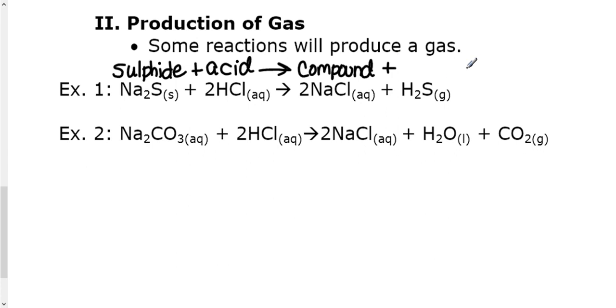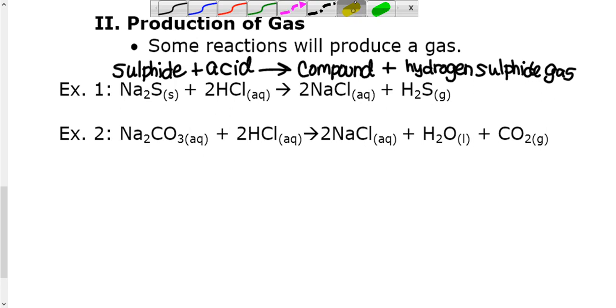But if a sulfide always reacts with an acid, you always get one type of gas, and the gas specifically formed here is hydrogen sulfide gas. So anytime you have a sulfide reacting with an acid, you're going to get hydrogen sulfide gas and a compound.